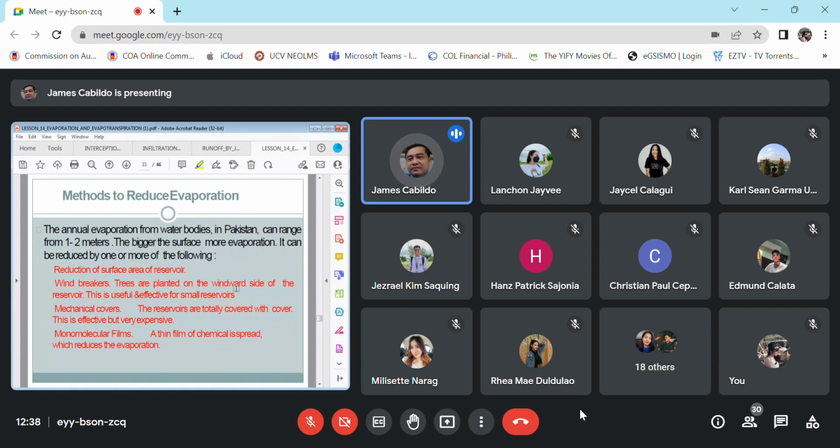So as much as possible, here are the ways to reduce evaporation. Reduction of surface area of reservoir. So instead of a shallow and wide area, it is better to have a small surface area exposed to the sun while holding the same volume of water, if we are talking about storage.